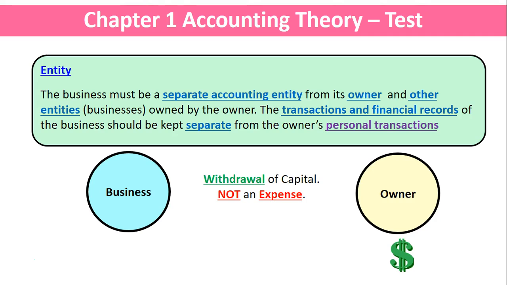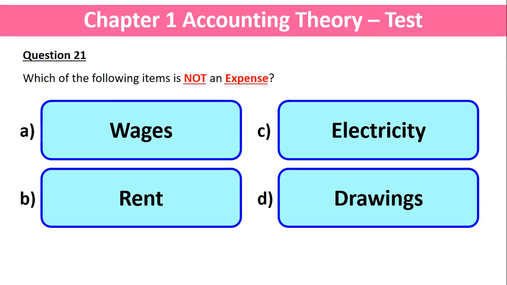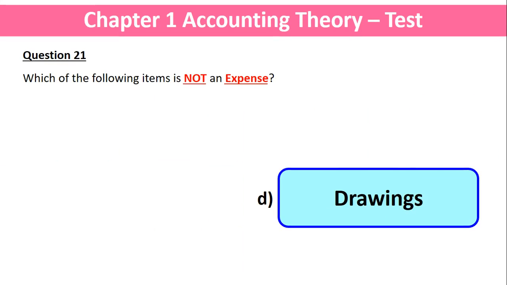It meets all the criteria. It's an outflow of economic benefits, which decreases an asset and decreases owner's equity, but it is not actually an expense. Looking at our question, that means we can rule out all options except for option D, which is not an expense because drawings do not meet the definition, just a withdrawal of capital by the owner.